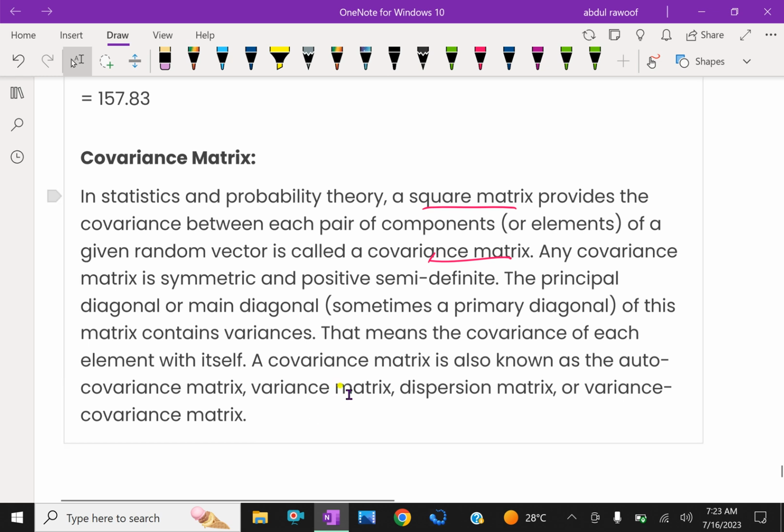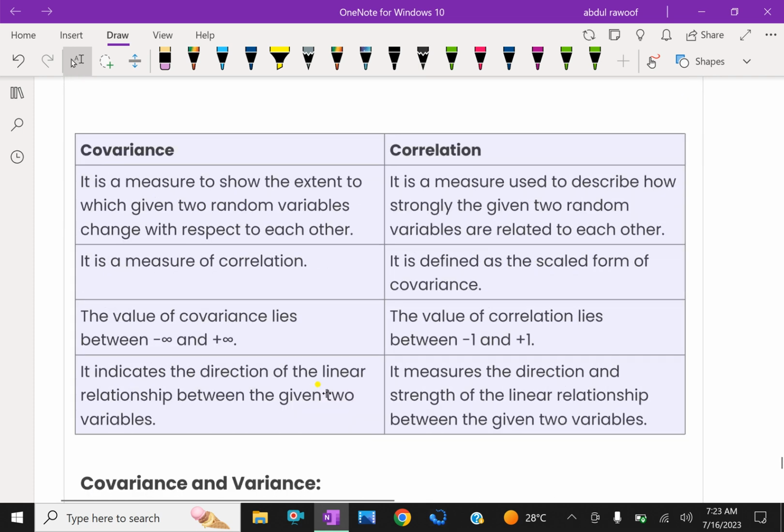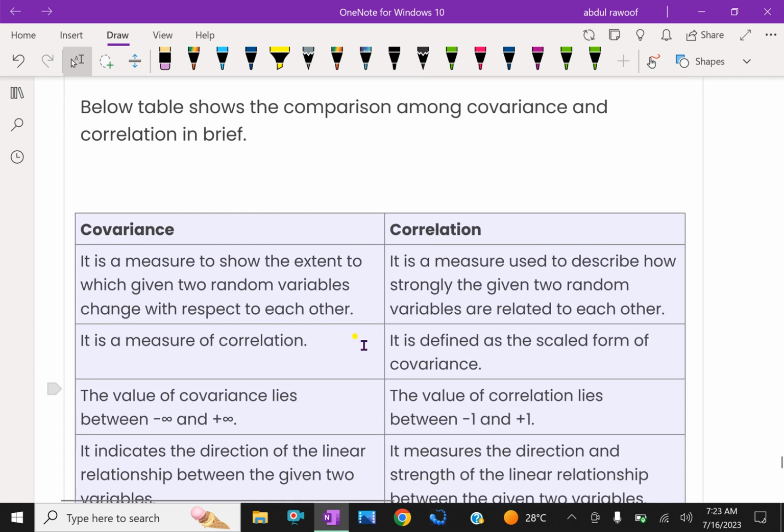So far we have covered covariance and variance, and we also discussed correlation.